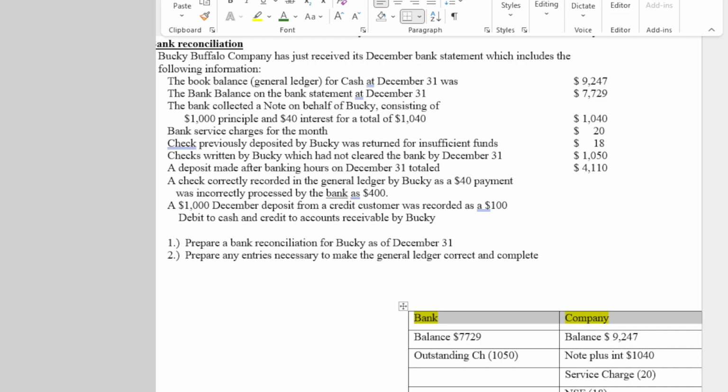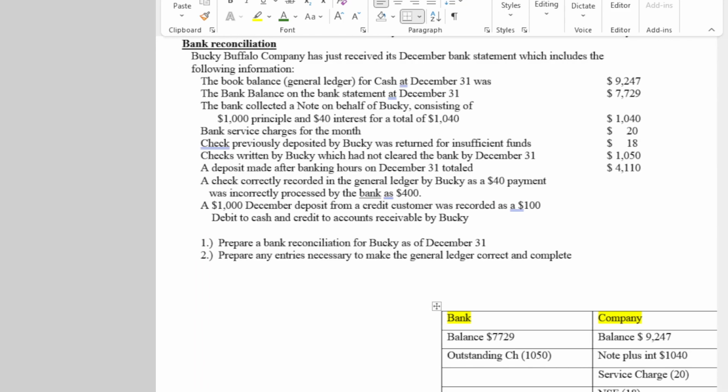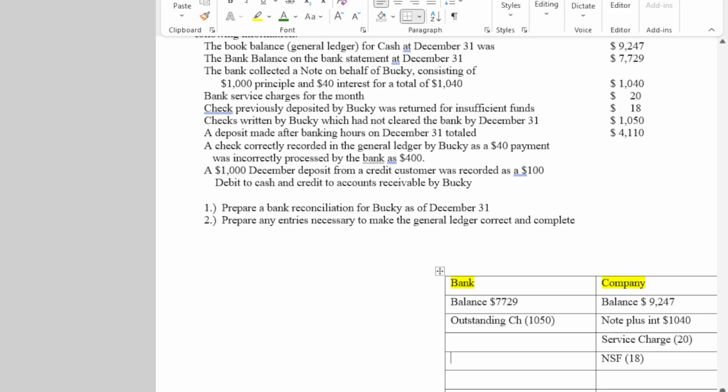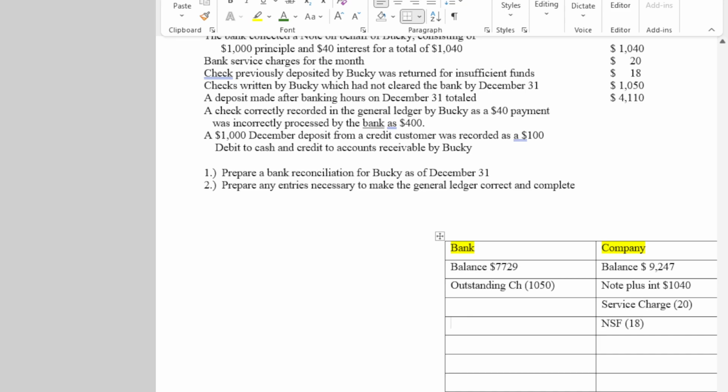It doesn't have that. We're just not gonna worry about that at the moment. Okay, so we got our outstanding checks. The bank isn't going to have that yet. Then we've got outstanding checks. Next one is a deposit made after banking hours on December 31st, totaling $4,110. So this is what's going to be called a deposit in transit.